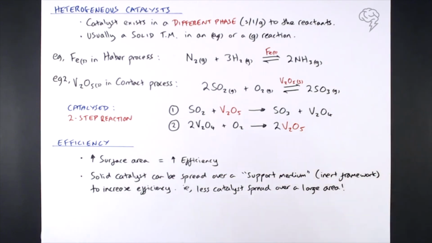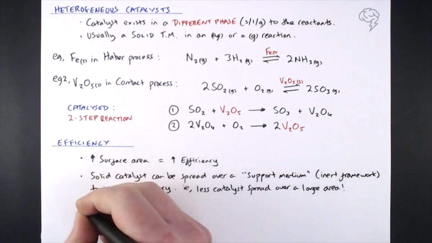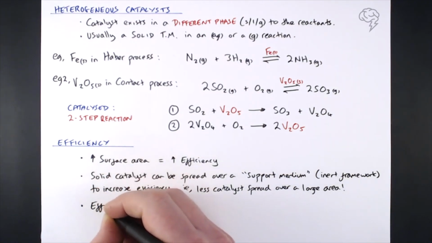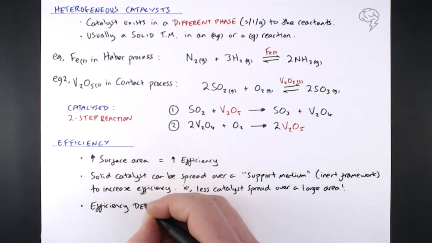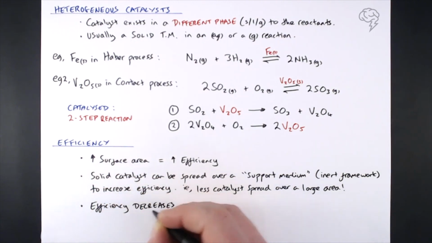It's all about saving money, okay? How can we make this iron or vanadium oxide spread over a large surface area without losing loads of it? Well, that's one way of doing it. So creating this inert framework or support medium and, like I said, powder coating it with your catalyst: maximum efficiency, minimum cost.